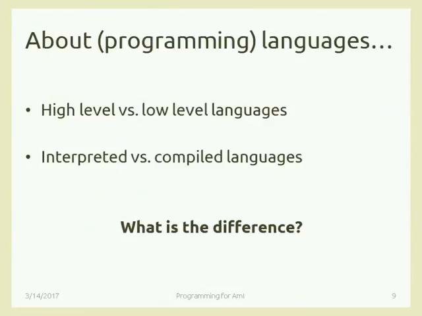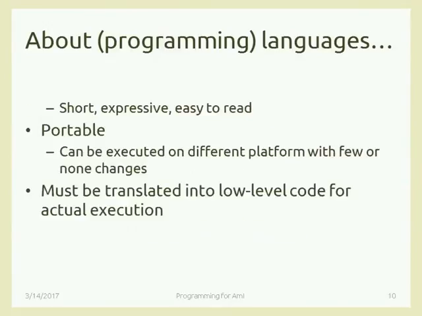So one question is, I said that Python is a high-level programming language, and I also said that Python avoids issues with compilation. So the question is, what is the difference between high-level and low-level programming languages and interpreted versus compiled languages? So let's start from high-level languages.